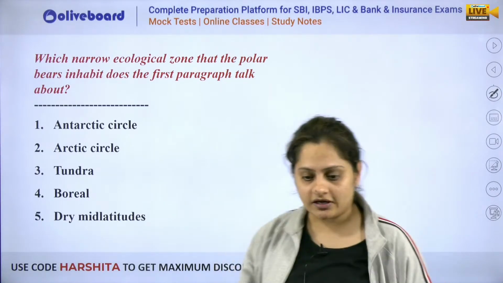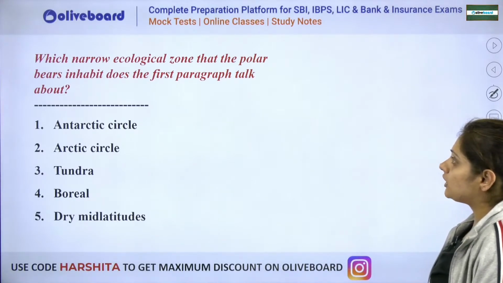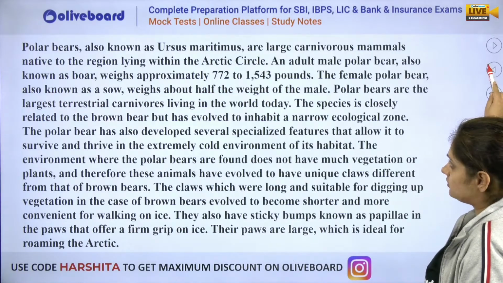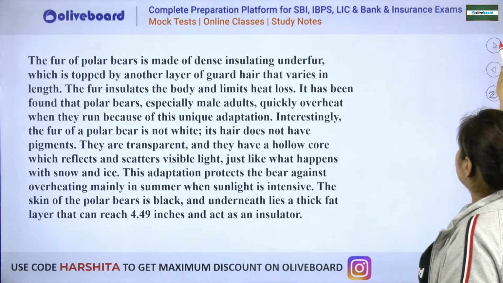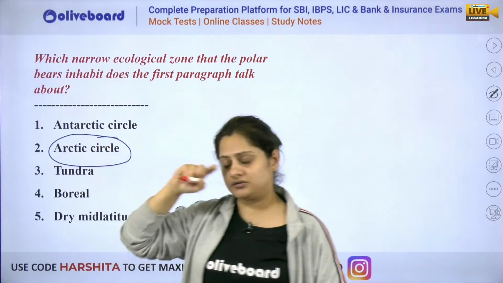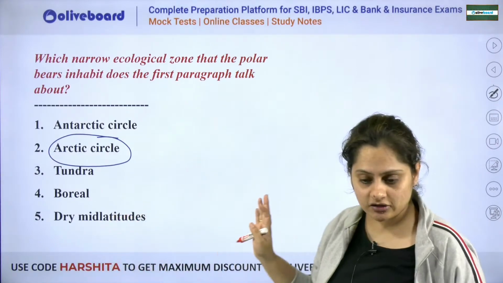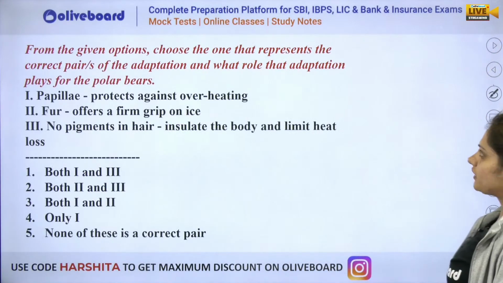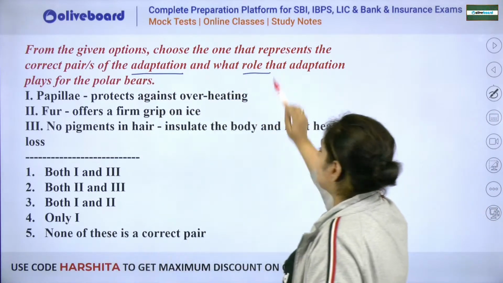Simple. Now tell me, everybody has read the passage. Which narrow ecological zone does the polar bear inhabit? First para. Which one? Here. What is mentioned? Just direct questions. I don't want you to get lost here. Guys, in the exam, for direct questions also confirm your answer. Where you want, you should get accurate answers here. Direct means everybody will mark correct. Scoring ones. Now, correct pairs of the adaptation and what role that adaptation plays.